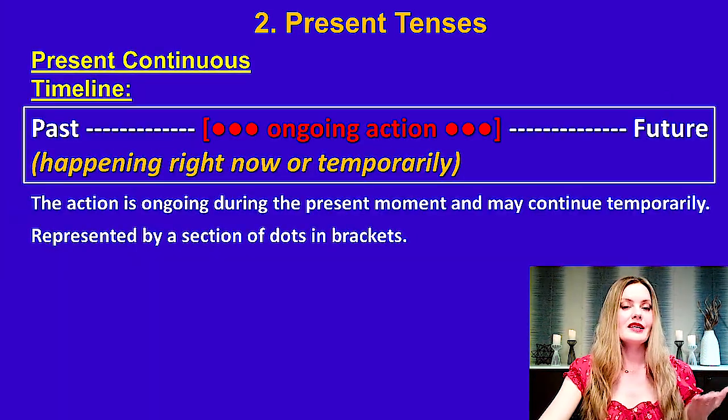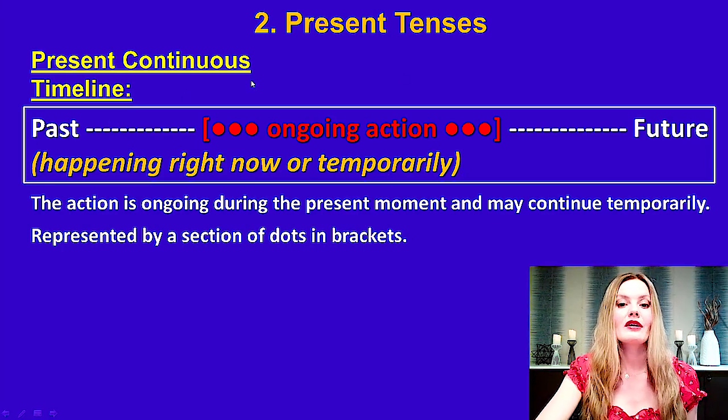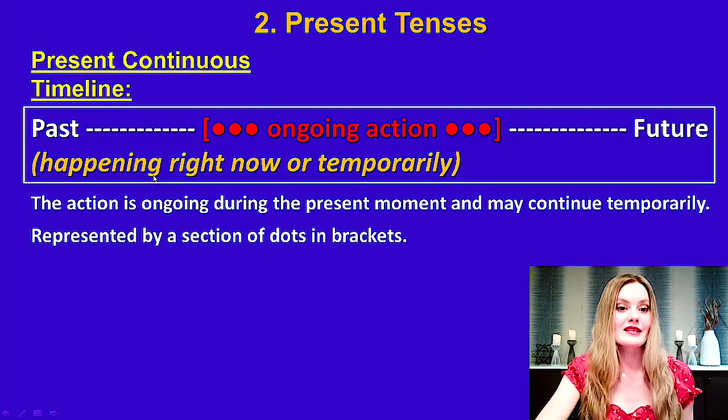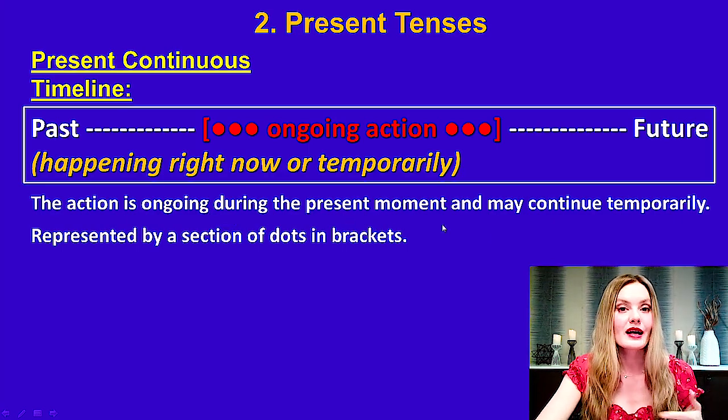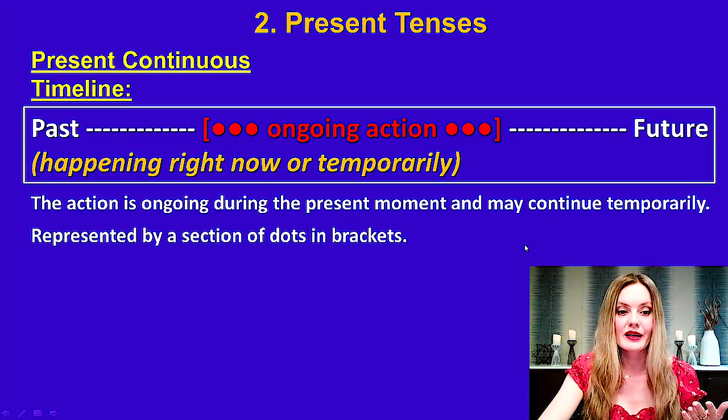Now, let's take a look at the timeline that shows the present continuous tense. So we have the past, then we have an ongoing action in the middle, and we have the future. The ongoing action in the middle is the present continuous tense. It means that it's happening right now or temporarily. The action is ongoing during the present moment and may continue temporarily, represented by a section of dots in brackets. So this is the ongoing action.